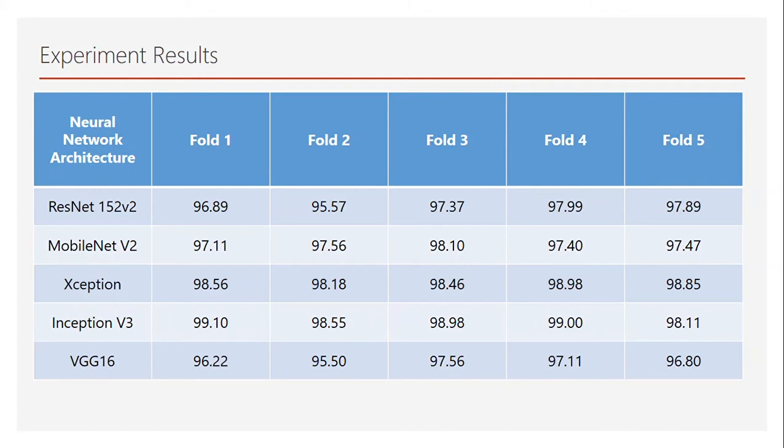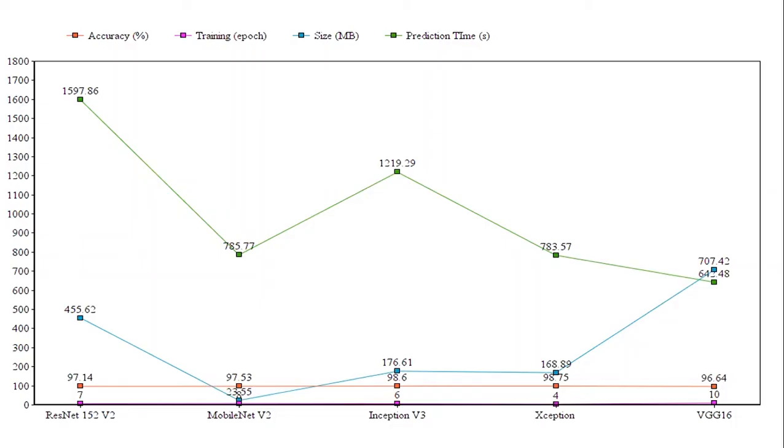To compare the models with other parameters, we plotted some graphs. Here is the graph of model versus accuracy and training time. Training time in epochs, that means how many epochs we gave to train that model, the size of the model, and the time taken to predict. The time taken to predict is the most important in real time. And here is the graph.